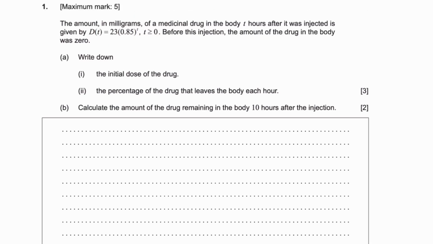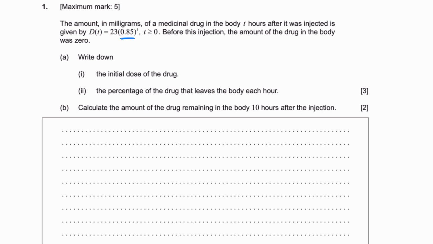In this video, we're going to go over the May 2021 Paper 1 Timezone 2 exam. Question number 1 is an exponential functions question. I can tell because you have a number that's being raised to a power and the power is a variable. Therefore, this is an exponential function question.